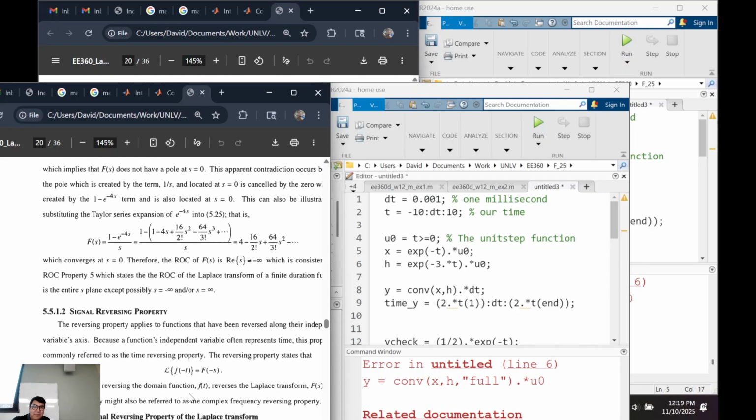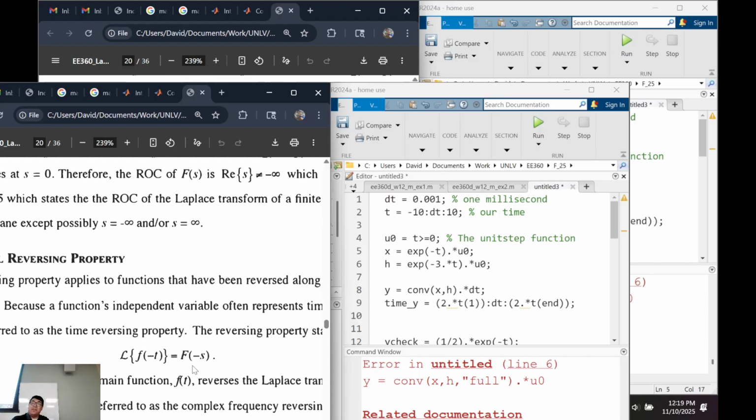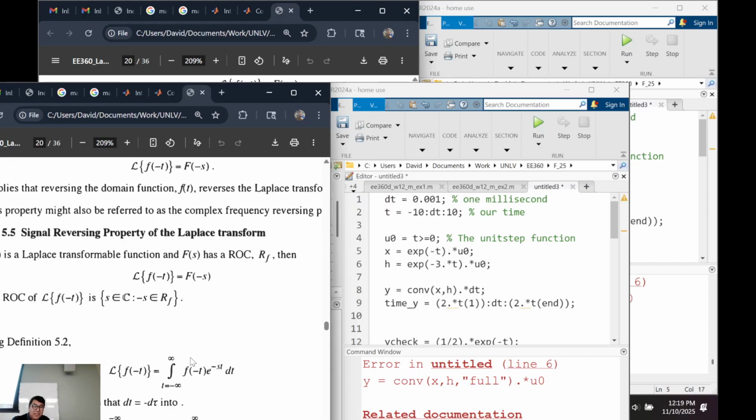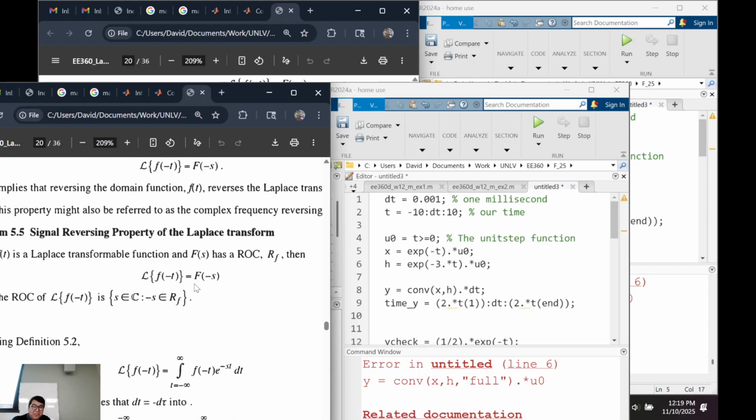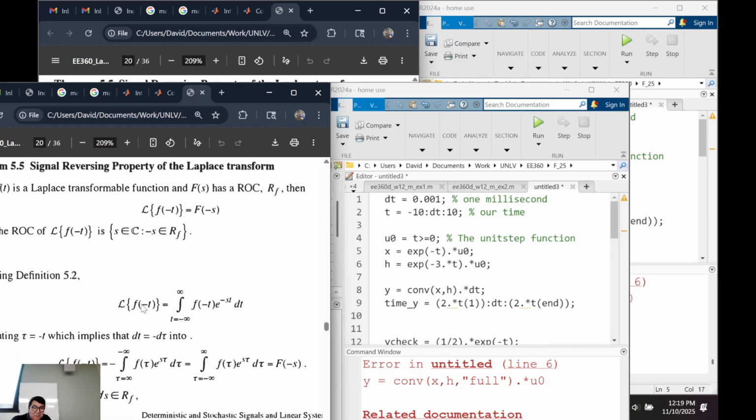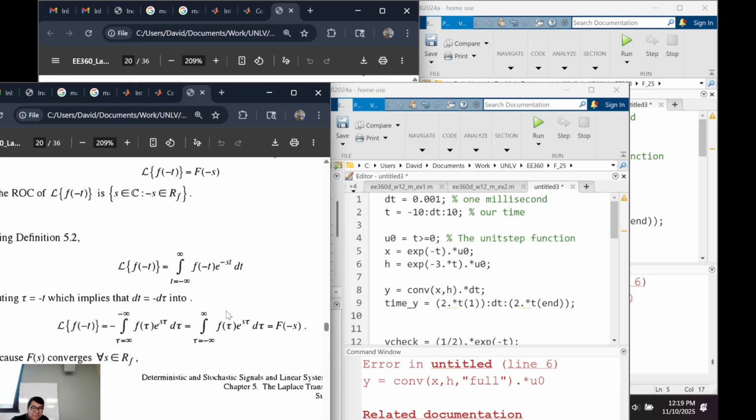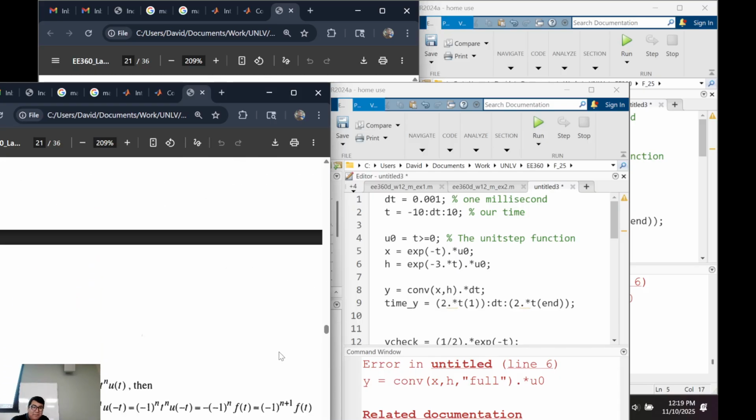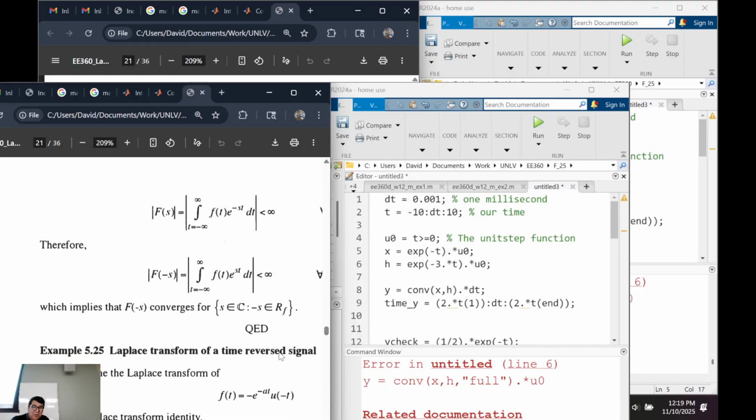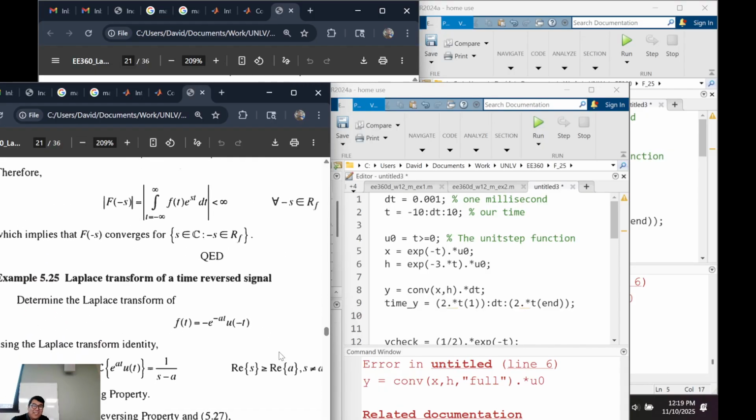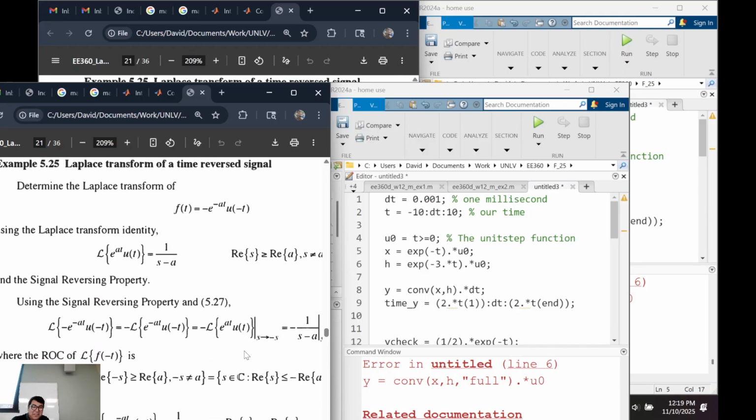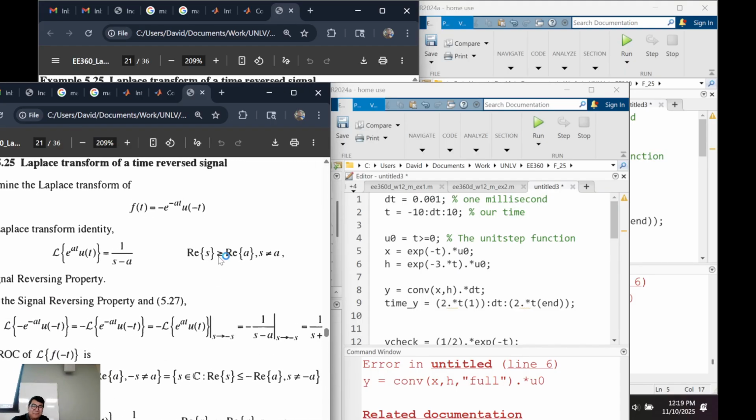Signal reversing. This is what I was talking about. If you wanted to reverse your actual signal, let's see. Does he do that for you? Let me see. Laplace transform, you have some function, you're reversing it. Boom, minus s of t. I want to see if he does this. Okay, I think this is it right here. Maybe.